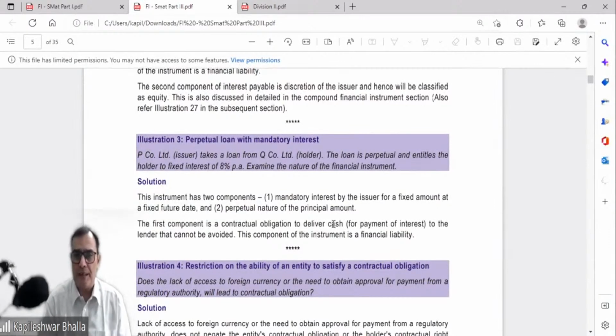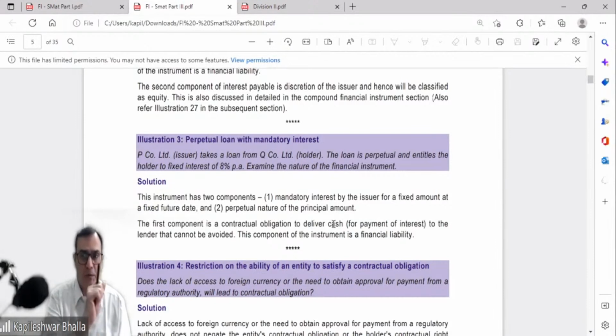The illustration number 3 is telling us that P company takes a loan from Q company, the holder, and the loan is perpetual. I think even if you read the heading, it's perpetual loan, and it says mandatory interest. So there is a perpetual loan, meaning irredeemable principal, and there is a mandatory interest. So one component is going to be equity, perpetual, another component is FL, which is going to make it a compound financial instrument. But there is something more which I need to discuss about this perpetual loan, but not today.